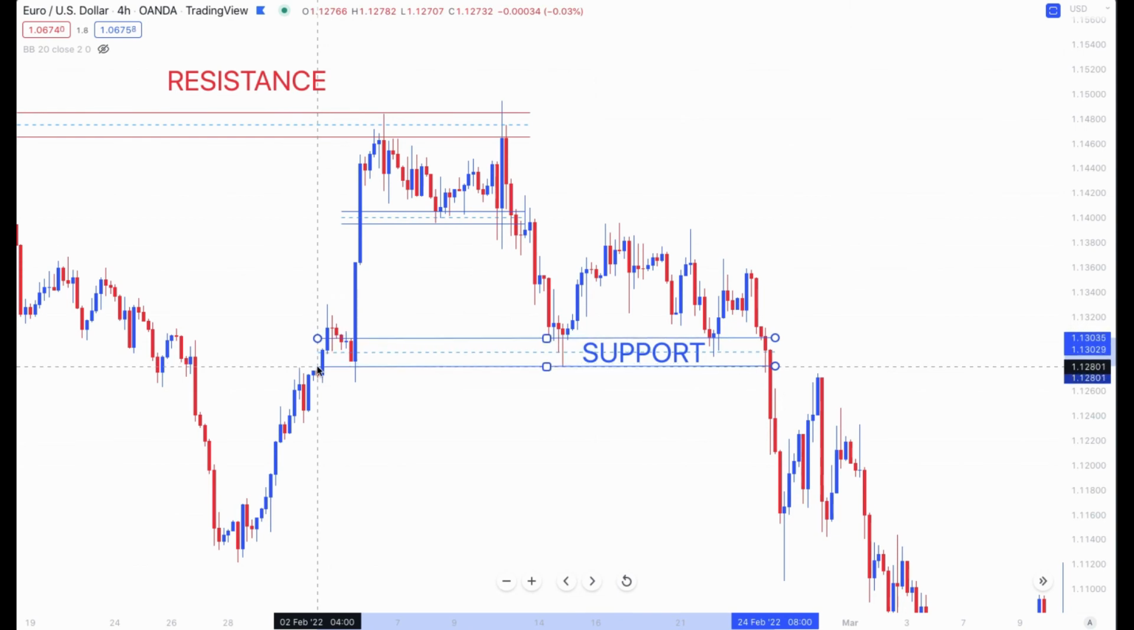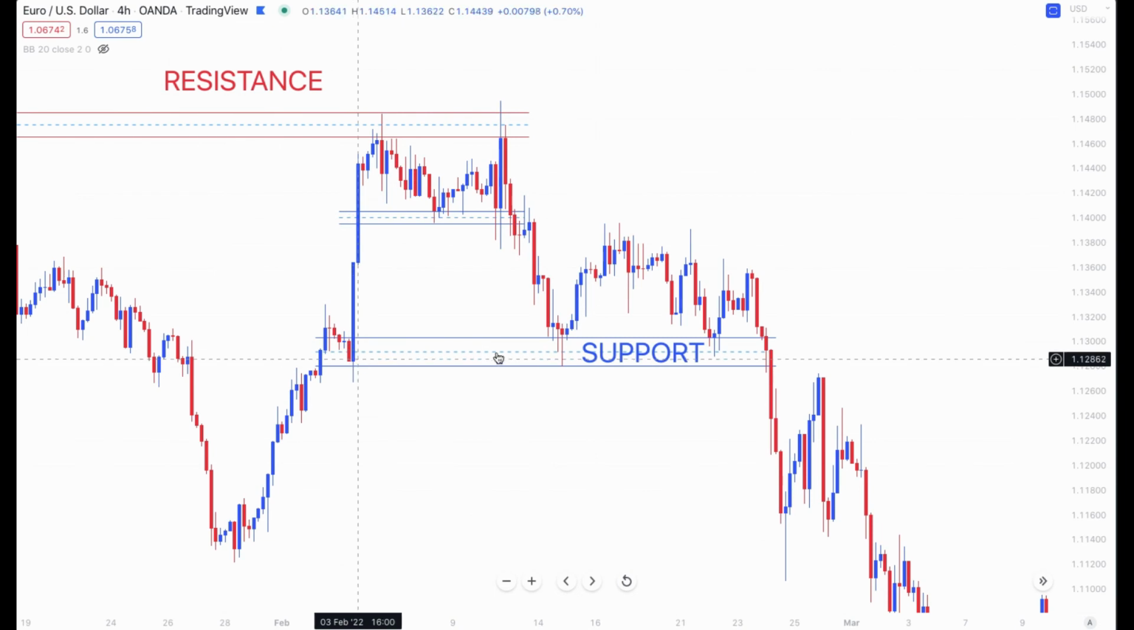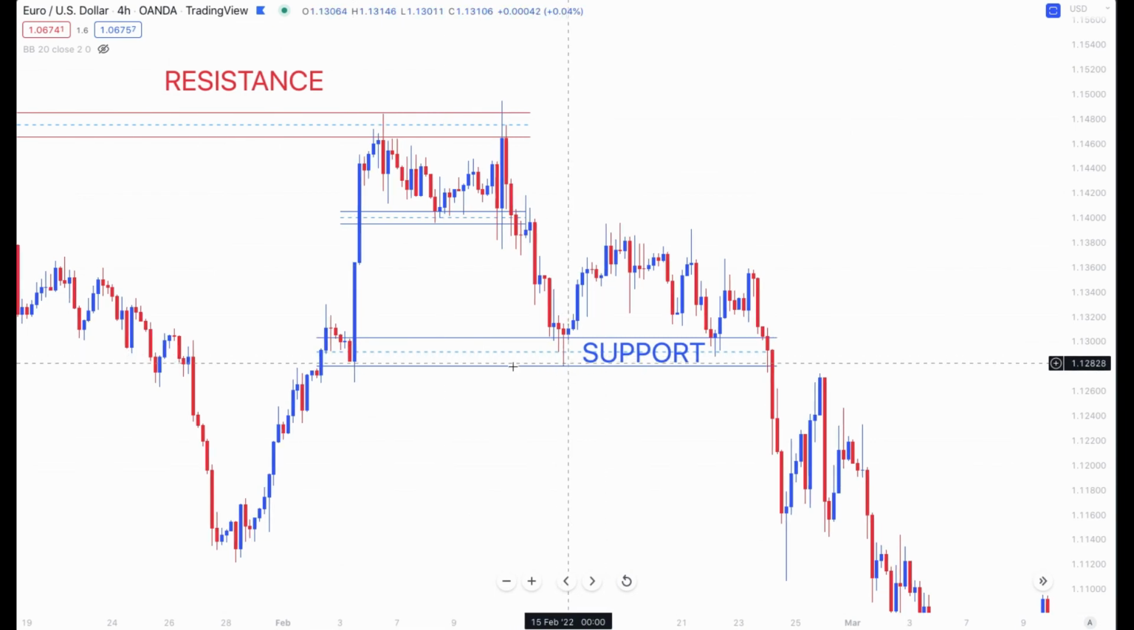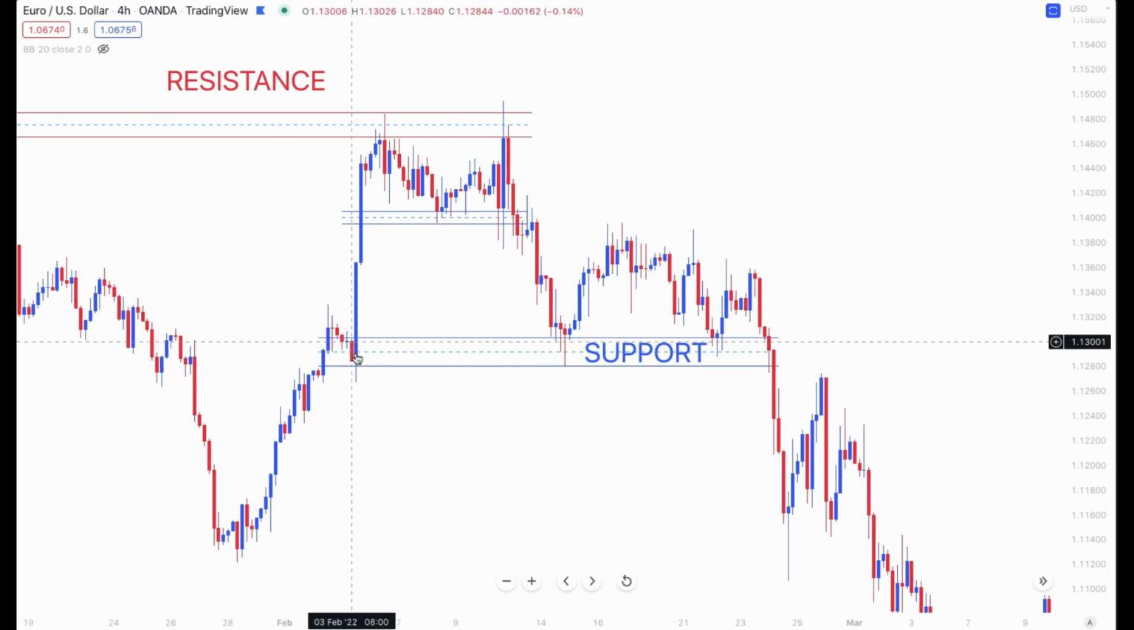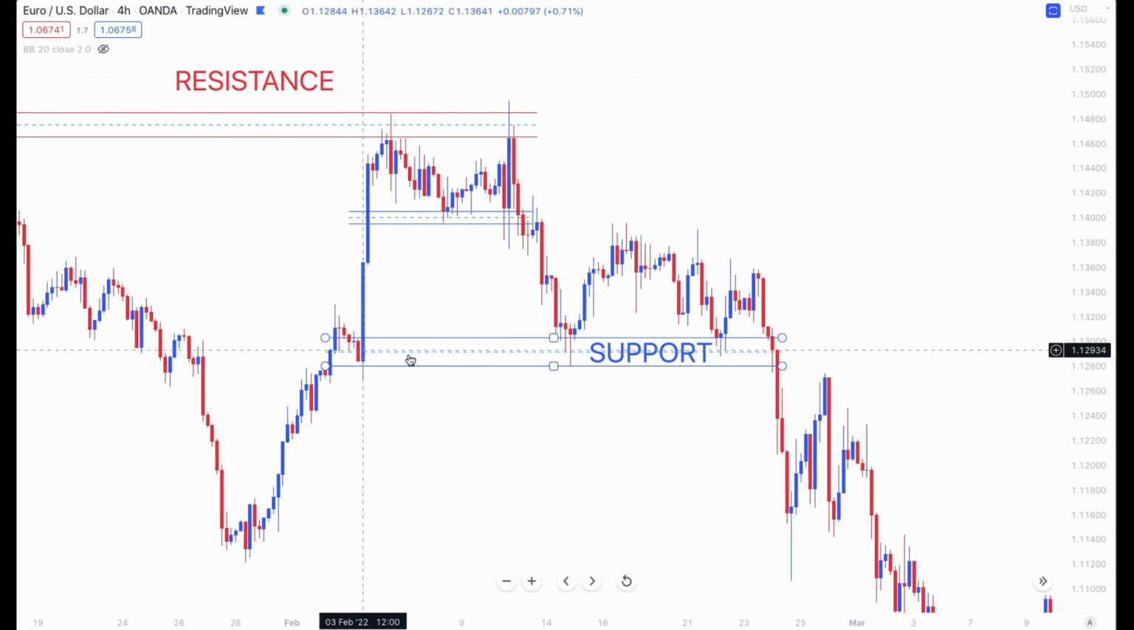What happens again if I take this zone and I push it all the way towards the left? Look at that. Look how zones are respected over time. This happened on the 3rd of Feb, and this one on the 14th of Feb. Okay, so quite some time has passed, yet price still could not push price through these zones. This is an area of support.